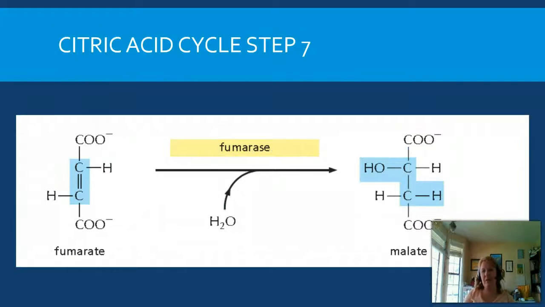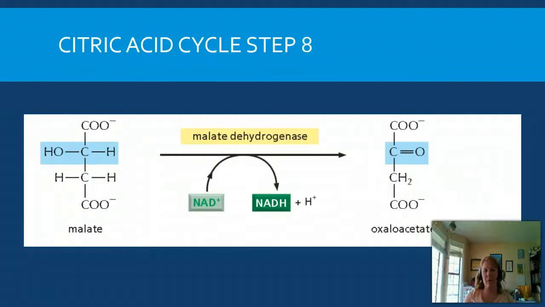Now in step 7, we're almost back to our original molecule, and we're just going to do a rearrangement here to go from fumarate to malate. And then in step 8, the molecule undergoes its last oxidation. We get that last NADH off, and we create oxaloacetate ready for the next acetyl-CoA to enter the cycle. And this is how the citric acid cycle works.